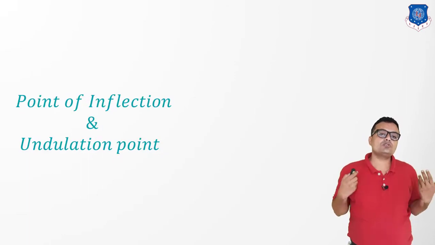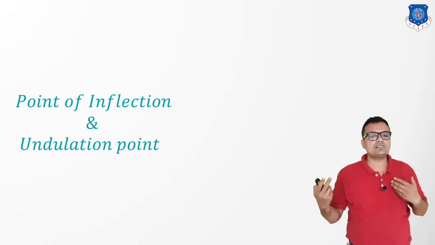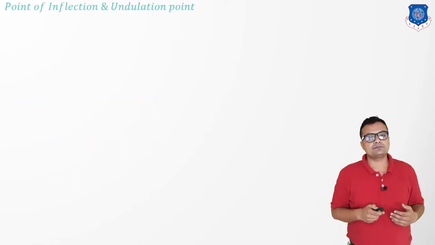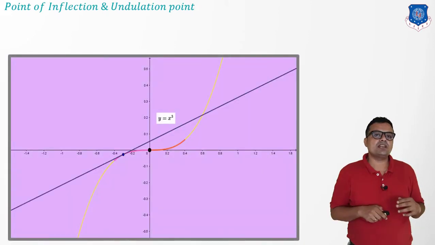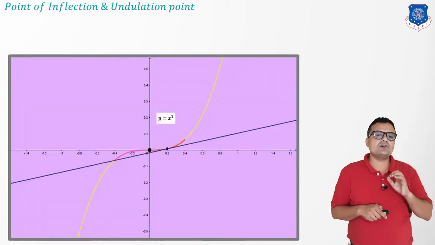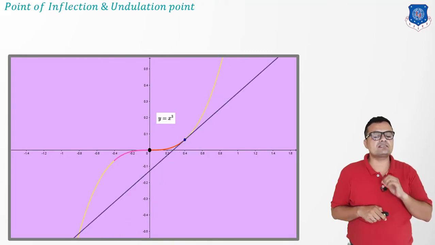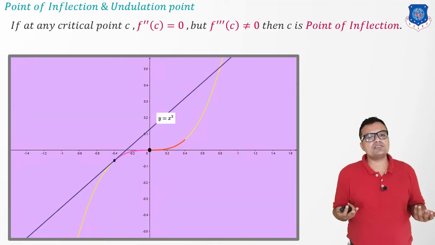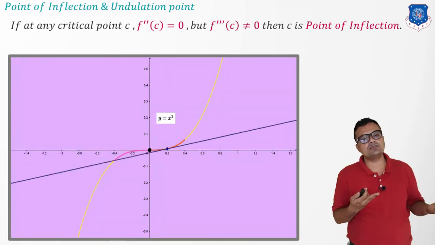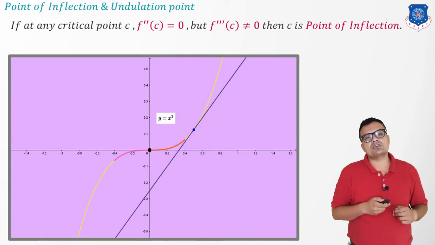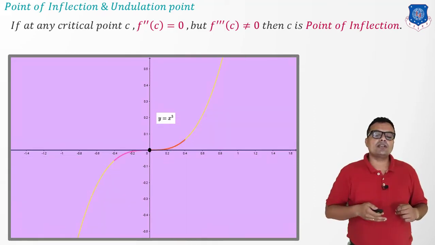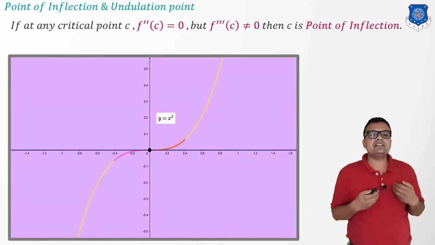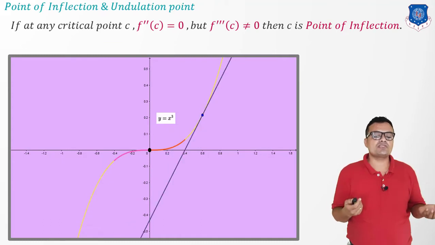But now this will also give rise to two different possibilities which are known as point of inflection and undulation point. To understand the first part, point of inflection, I am considering the same graph. The definition says that if critical point c is such that f double dash is equal to 0, the second derivative test is inconclusive, but the triple derivative is not equal to 0. As in this case of y equal to x cube, if I find the triple derivative, it will be 6, which is non-zero, which clearly indicates that this is the point of inflection.